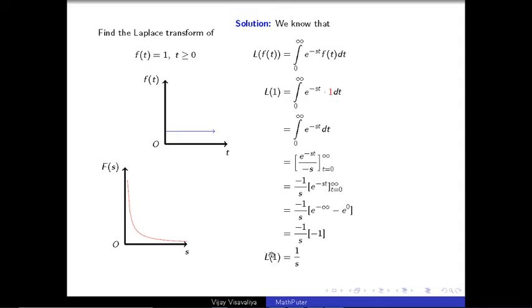This is the function of variable s. So we have the domain s, and this is the function capital F of s, and the curve is 1 upon s. So what does it mean? We were given this function f of t equal to 1, which is converted into this function 1 upon s after applying the definition of Laplace transformation. So the Laplace transformation of this curve is this curve simply.